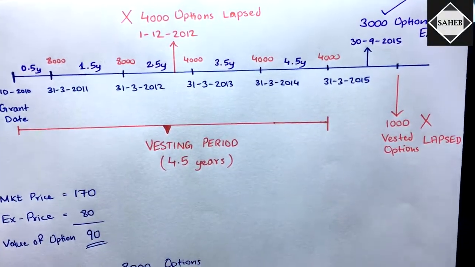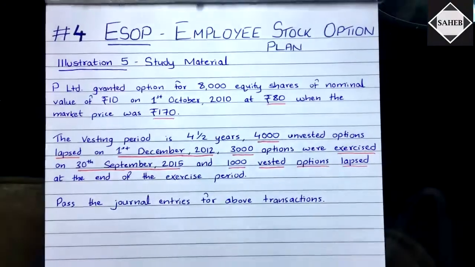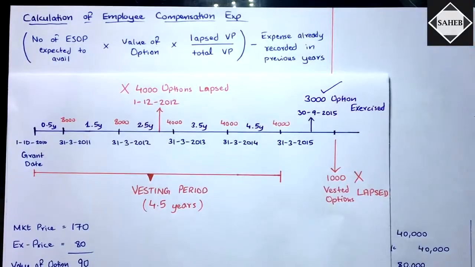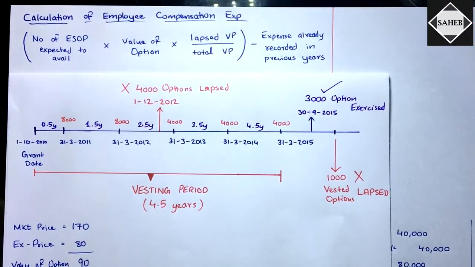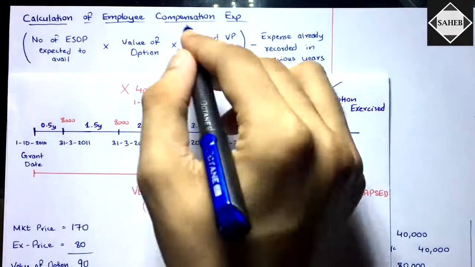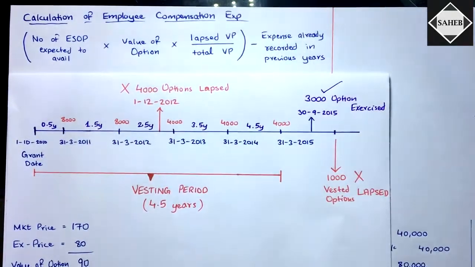You understand these things, right? Okay, then let's solve the problem. Let's pass the journal entries. Now let's solve the problem. See here, the first thing that we have to do is the calculation of employee compensation expense.